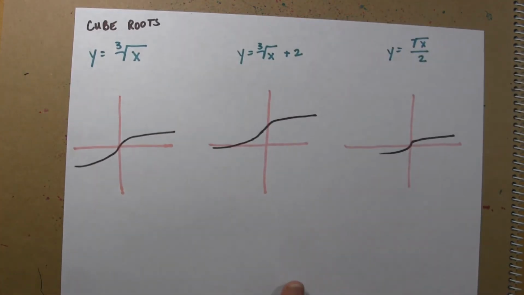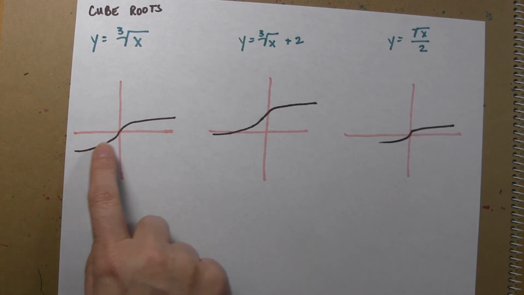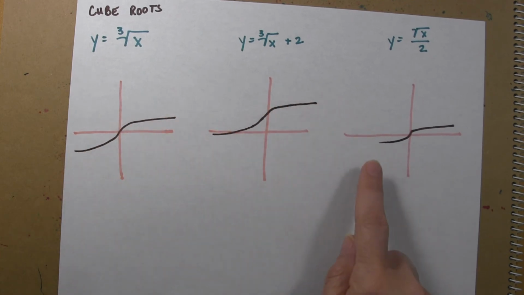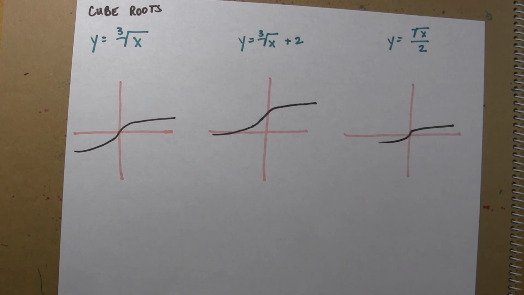And finally, the last one that we looked at were cube roots. And you can see that we have our sideways S. Again, it's moving places on the graph, but it's always the same basic shape.